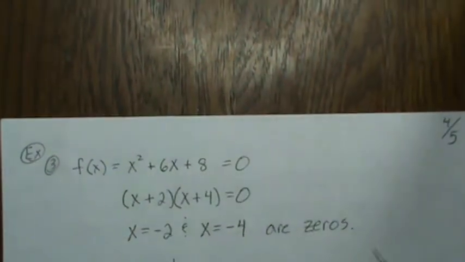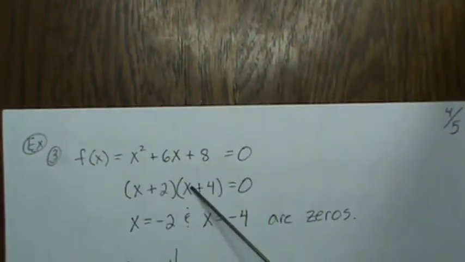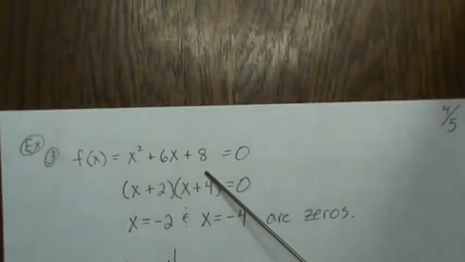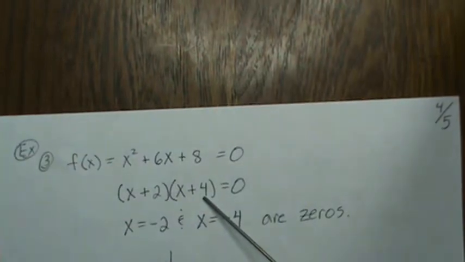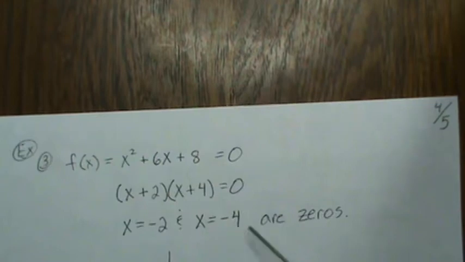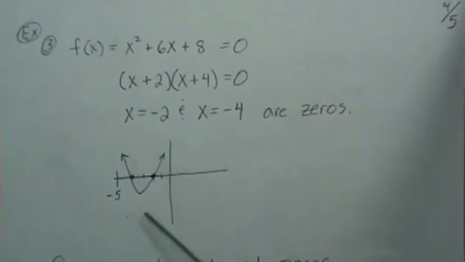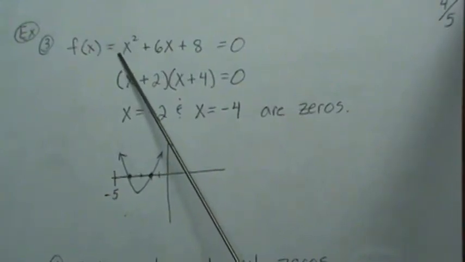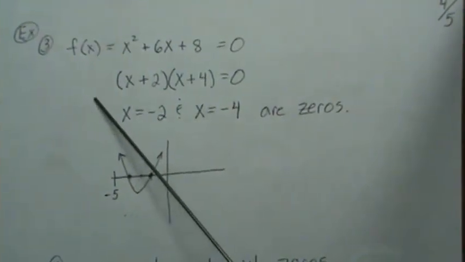So let's look at this one. f of x is this polynomial, which can be factored into this, which tells us the zeros are at -2 and -4. Leading coefficient is positive, so we know that it goes up.